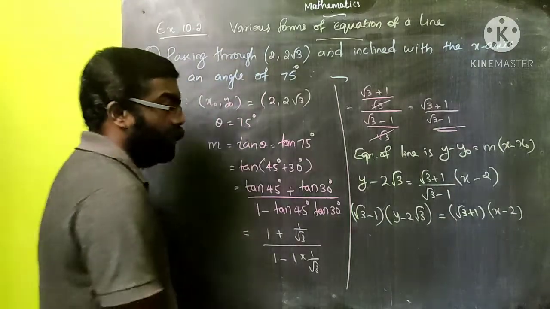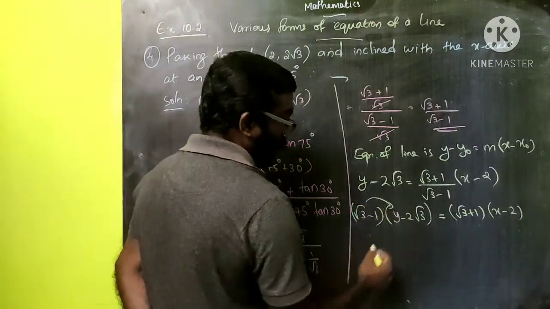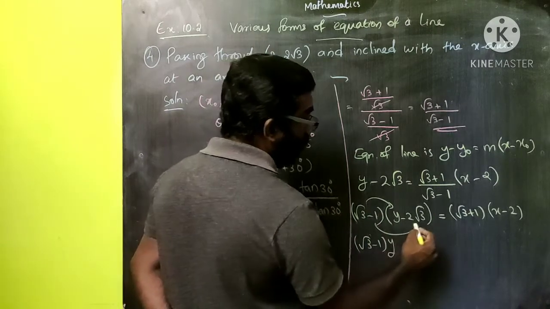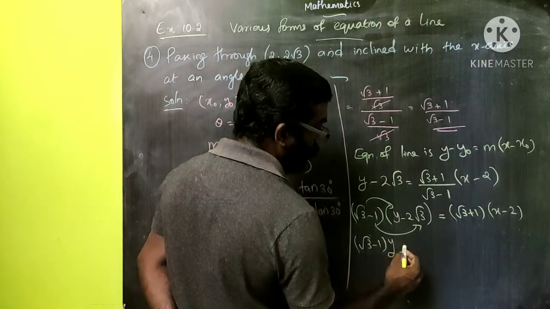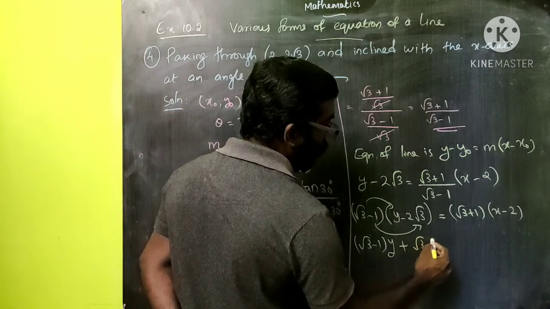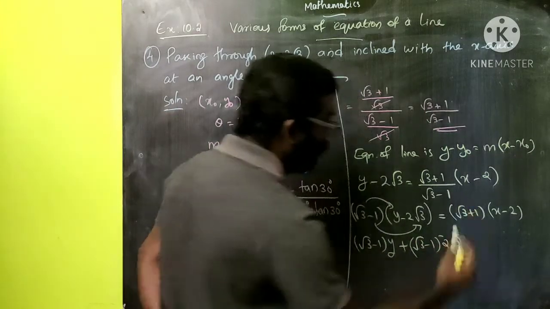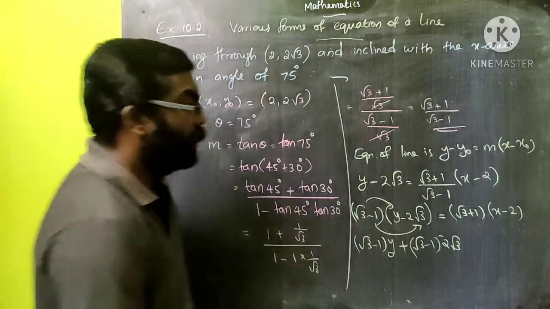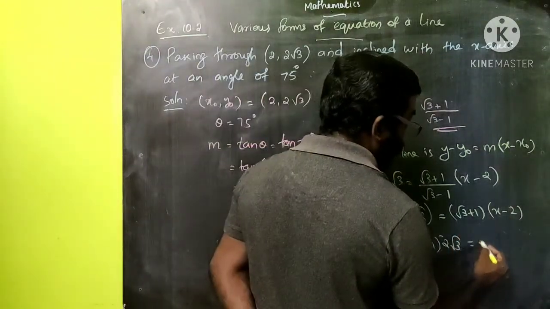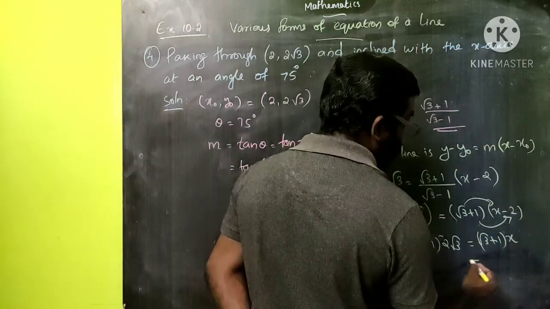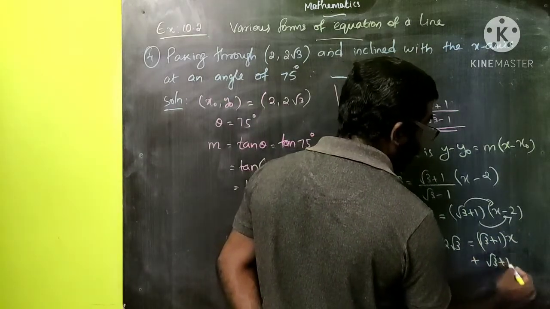Okay. Now we can multiply root 3 minus 1 into y and root 3 minus 1 into minus 2 root 3. Here also we can write root 3 plus 1 into x, then plus root 3 plus 1 into minus 2.